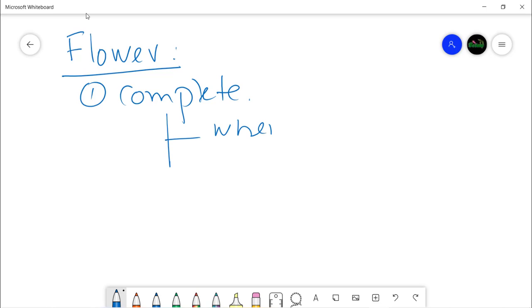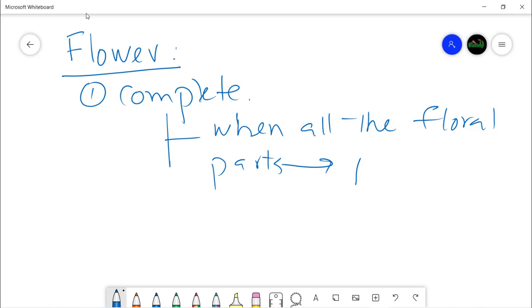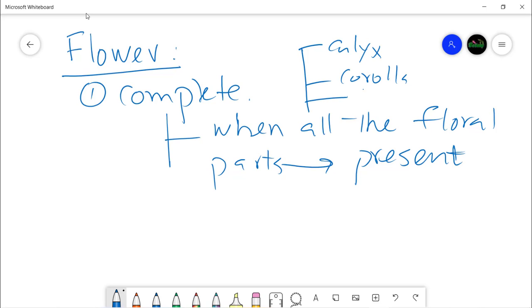When all the parts of the flower are present. All the floral parts are present. That is, sepals, petals, stamens, and carpels, or calyx, corolla, androecium, and gynoecium. And all the floral parts are present, so the flower is said to be complete. So we have calyx and corolla, androecium, and finally gynoecium. So when all of them are present, the flower is said to be complete.